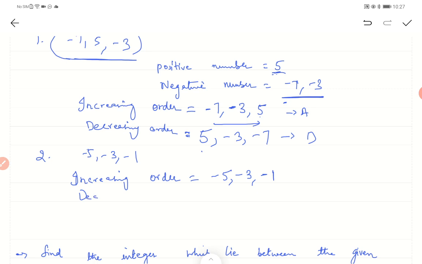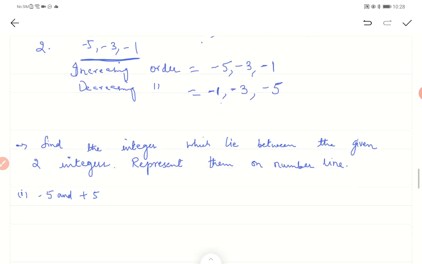If you write decreasing order, yes, so the biggest to smallest, right? Among these three you have minus 1 as the biggest number, and second biggest is minus 3, smallest among the three is minus 5. So decreasing order is what? Biggest to smallest. Okay, all right.